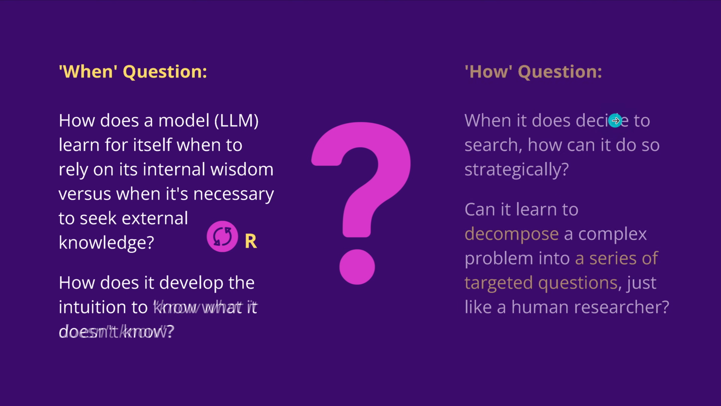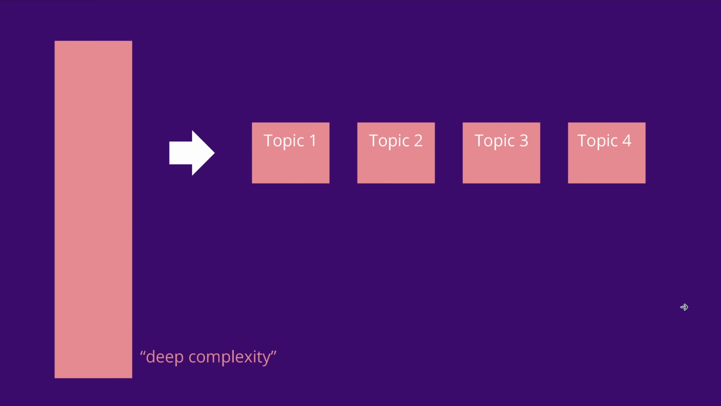And on the other side, of course, we have the how question. How does an LLM decide to search? How can it do so strategically? When does it activate which of those three elements here? And can it learn to decompose a complex problem from a human query into a series of targeted questions, just like a human researcher? Does it have the experience, the lifelong experience of a human researcher? That's the wrong question. The question is, can it learn the lifelong experience of a human researcher?